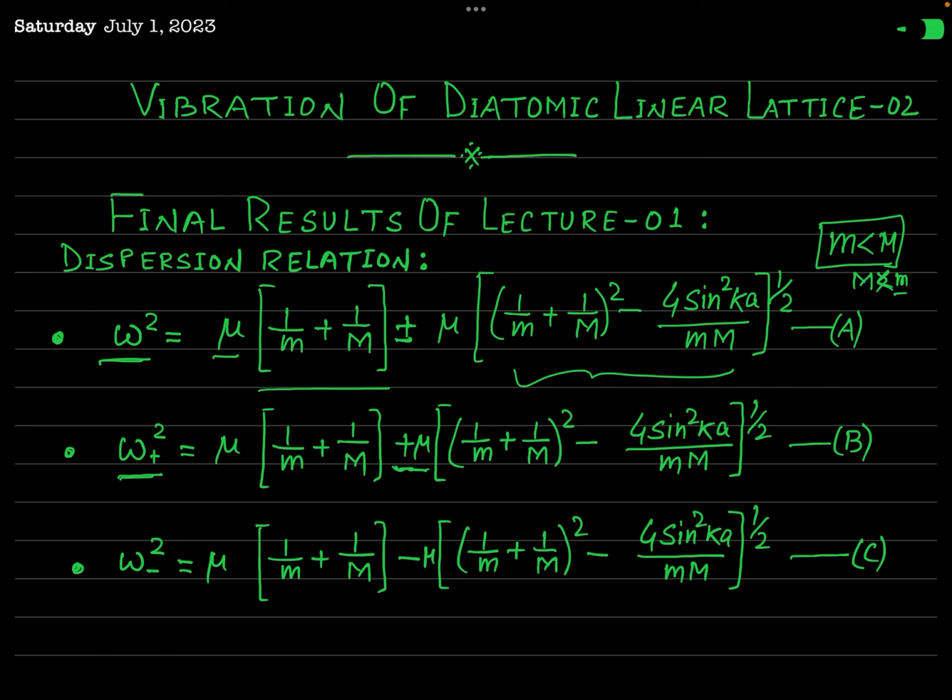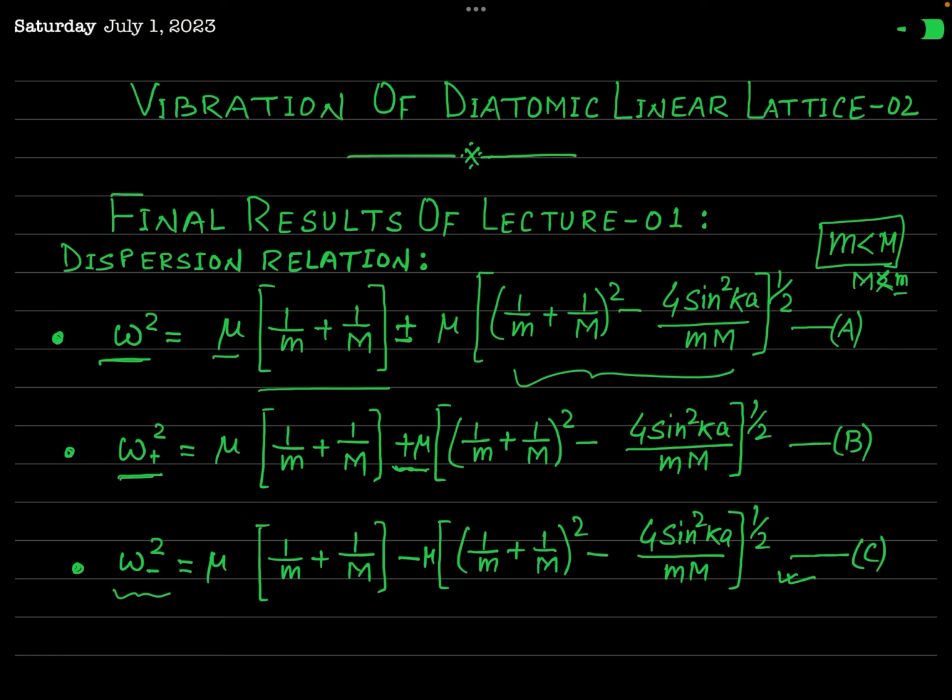And similarly, when you take the minus sign, then you get the expression for the other frequency, that is omega minus square, and that expression I have mentioned here. Okay, I am not reading it because you can see this result. These two values of omega which were obtained in the previous lecture, this relation is known as the dispersion relation because it relates omega with k.